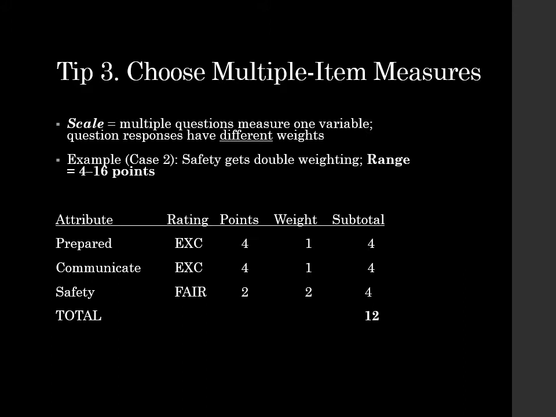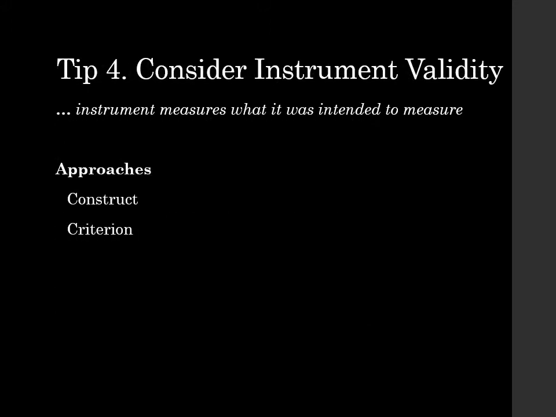So what happens if somebody scores their safety is only fair, which is 2, but it gets double the weight. So the subtotal is 4. So our actual total went up because of the weighting. And this is helpful in a variety of circumstances. We also want to make sure that our instrument measures what it was intended to measure, so we have instrument validity. And we can look at this in two different approaches with construct validity and criterion validity. And we'll talk about those more.